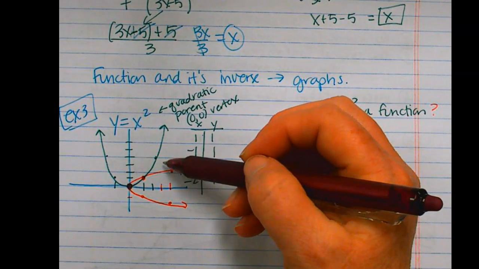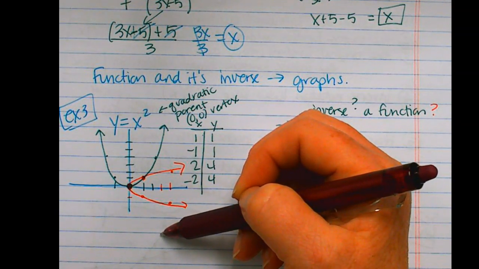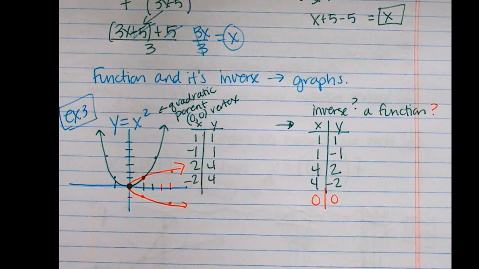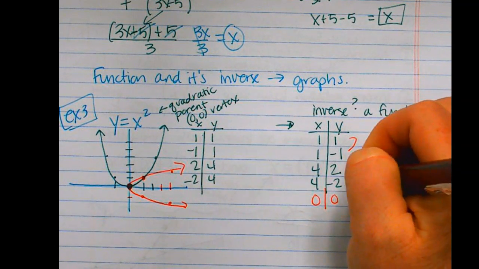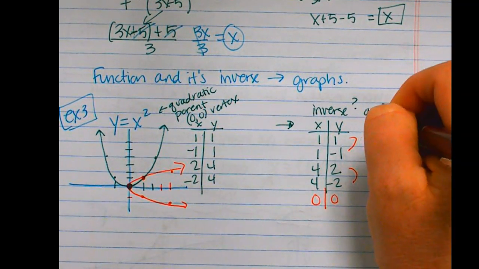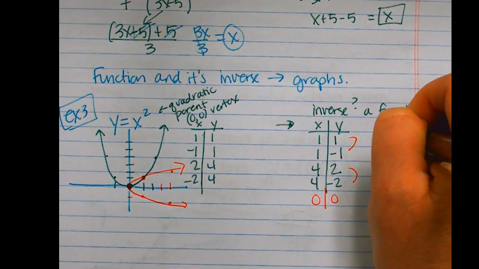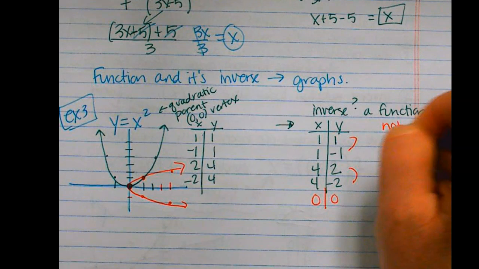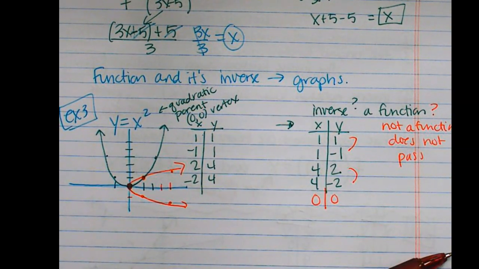If I draw a vertical line through the red, how many times do I touch it? It doesn't pass the vertical line test. So see how 1 gave 2 answers here and 4 gave 2 answers? So this is not a function. Does not pass the vertical line test, because there's 2 x's. So if you ask the calculator, hey, what happens at 1? It's going to say, I don't know. Do you want 1 or negative 1? Like it's confused. So if you ask a calculator and confuse it, it's not a function.